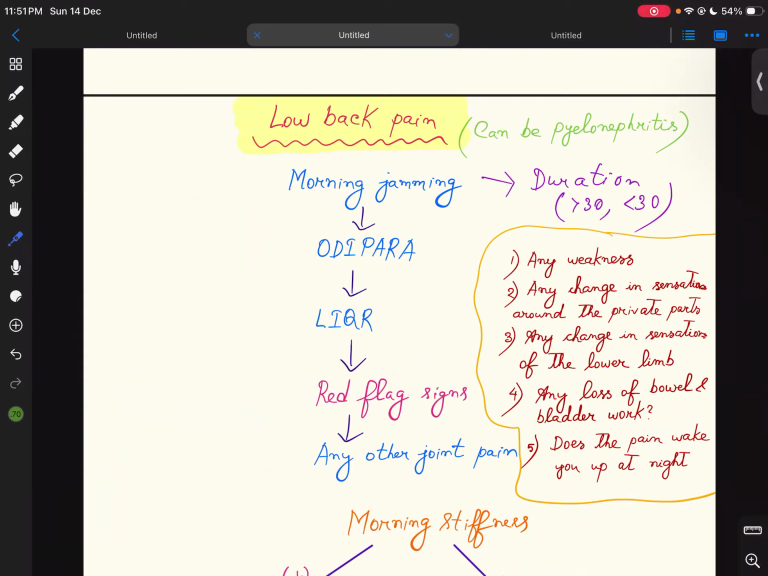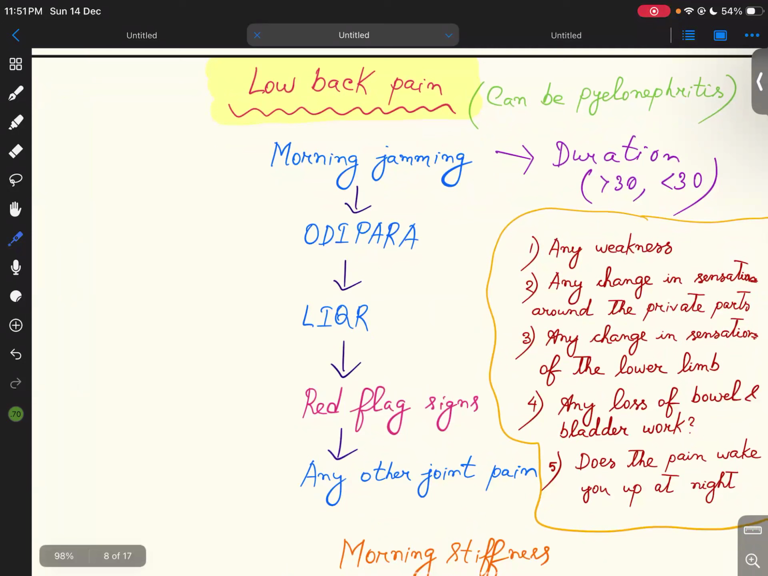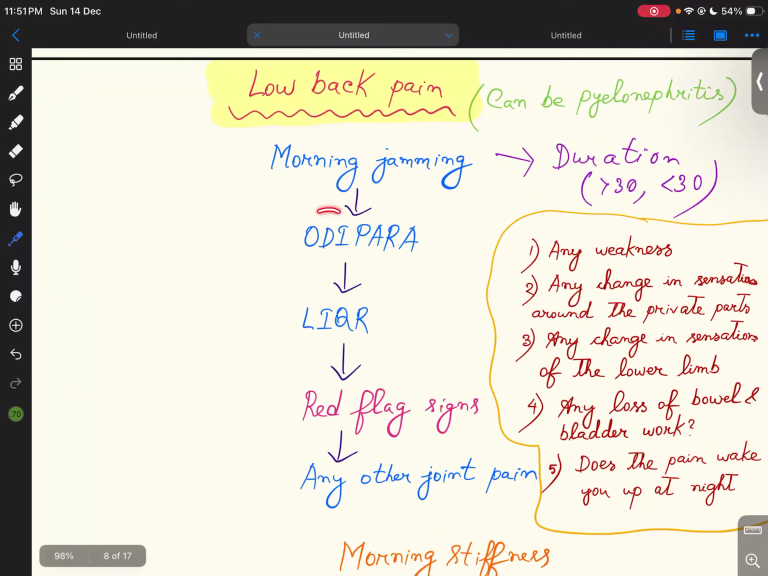Because one time in Pondicherry, it came with the prompt with the diagnosis of pyelonephritis. If it is due to some musculoskeletal pain, the first question will be, do you have any morning jamming? Remember, morning stiffness is a jargon, but morning jamming is not. Then after asking about the morning jamming, we have to ask about the duration, whether this is more than 30 minutes or less than 30 minutes. Then we have to analyze the low back pain using the mnemonic SOCRATES.